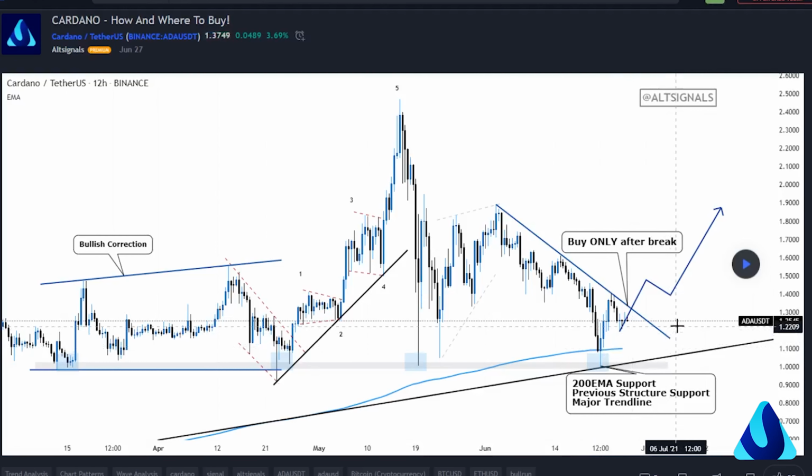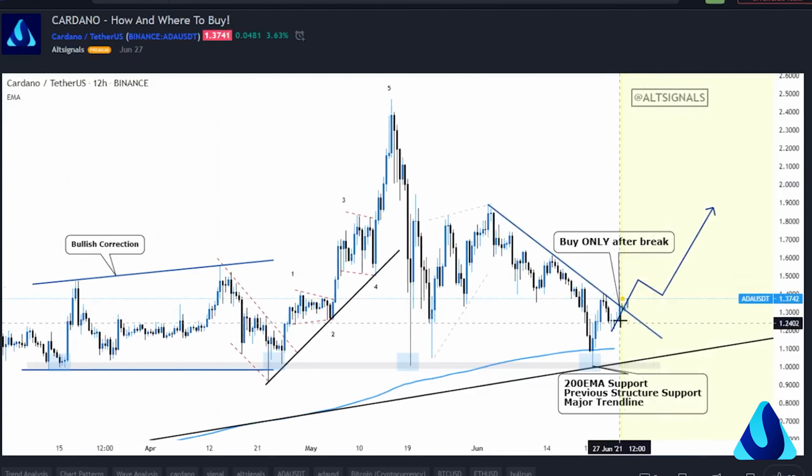So we were looking at the 200 EMA as support, and essentially being a major trend line down here. So we saw it touch this particular area, and then we saw a spring. So it moved from around about $1 and shot up to $1.35. We've seen a little bit of a retracement, and then this is where we see the break. So we've just got through this breakout here.